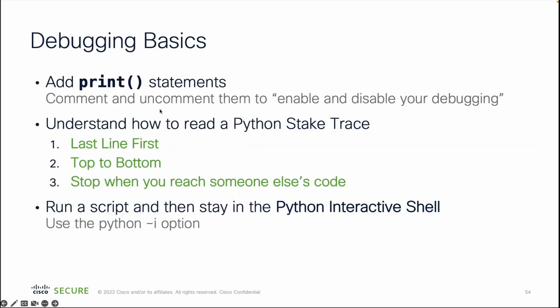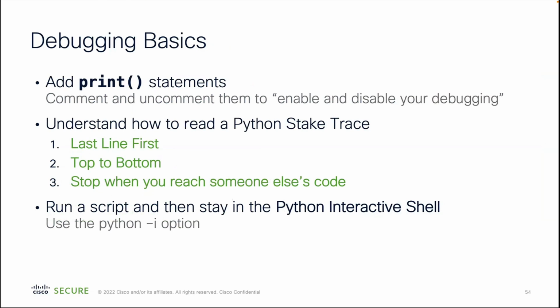Speaking of print, let's talk a little bit more about debugging basics. The first advice is, as you create a new script or as you work through your script, use print statements to validate each step, the outputs, and what variables and values you're getting at each stage of the script. They're very useful for troubleshooting.